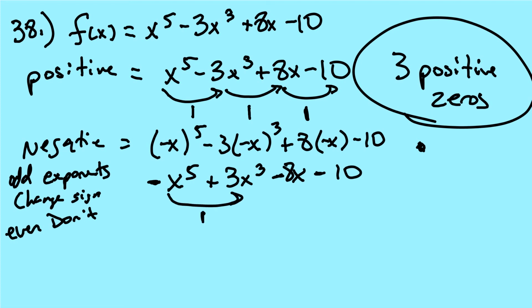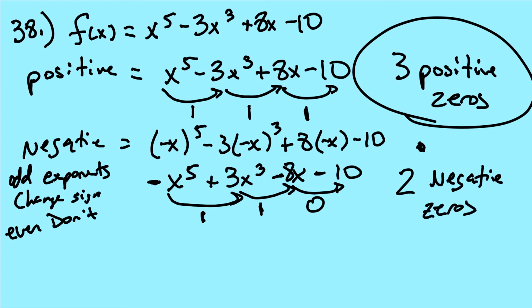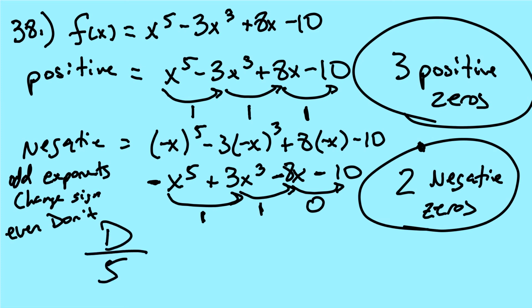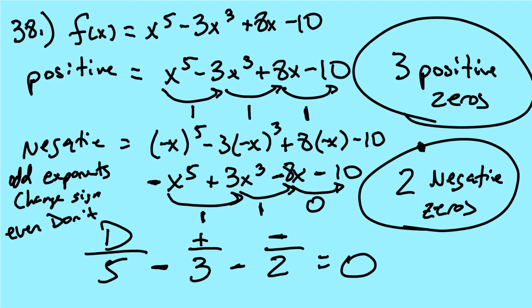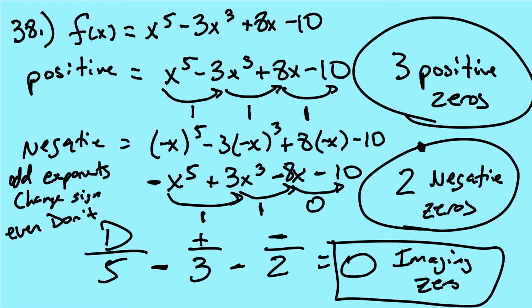So negative to a positive, that's 1. Positive to a negative, that's another one. Negative to a negative, that doesn't change. So I have 2 negative zeros. So finally, I take my degree, 5, and I subtract my positive, which is 3, and then I subtract my negatives, which is 2, and together, that's 0, that's my imaginary. And that's it for 38.